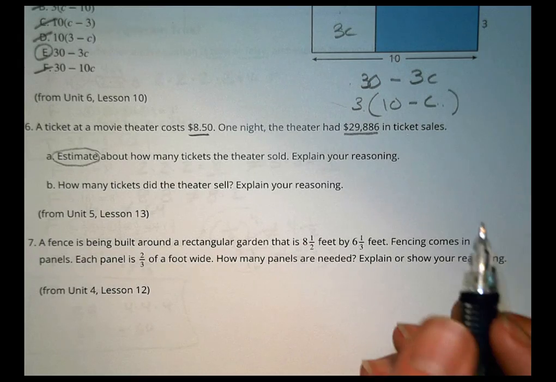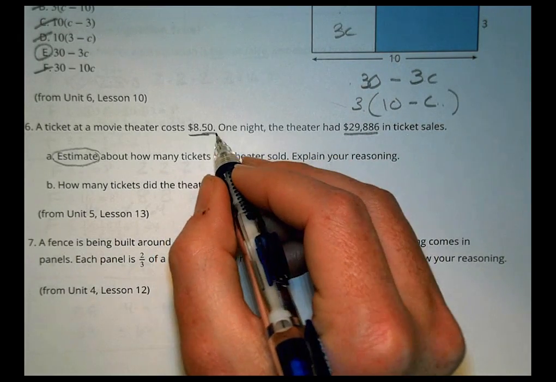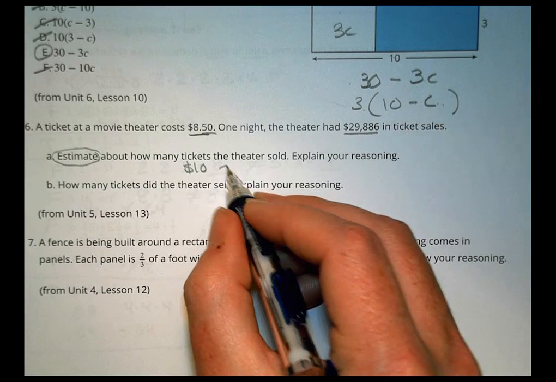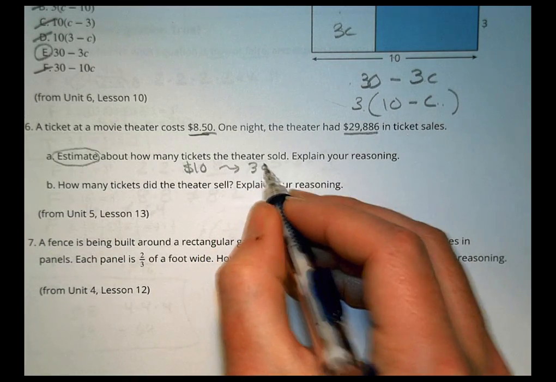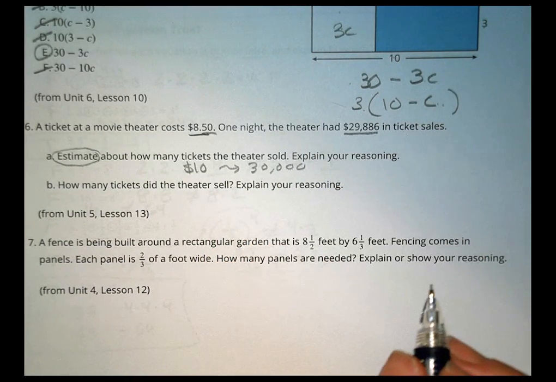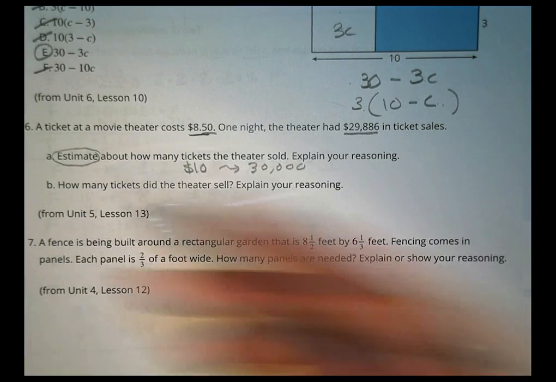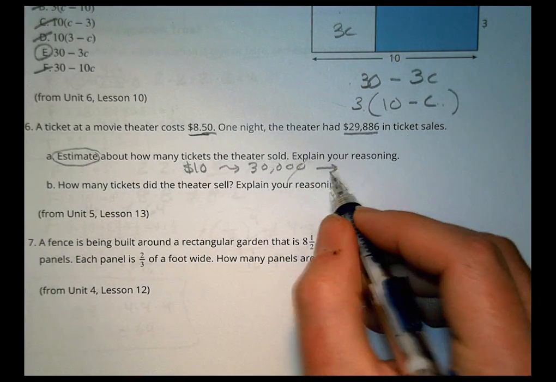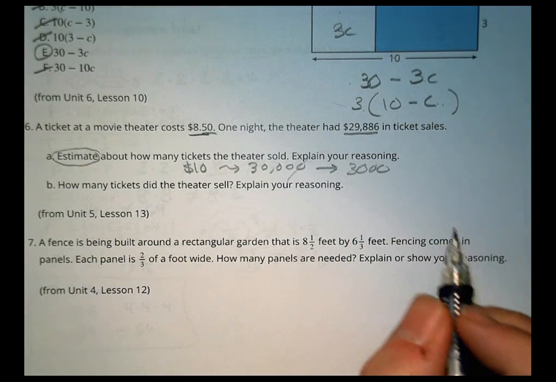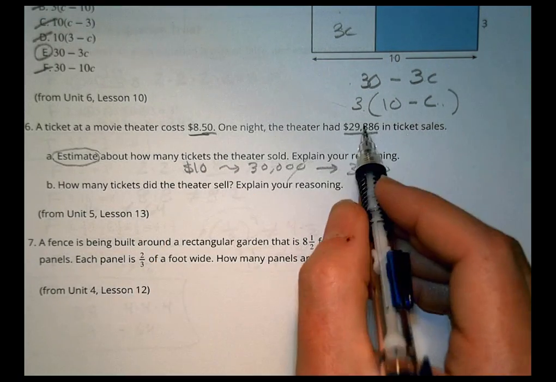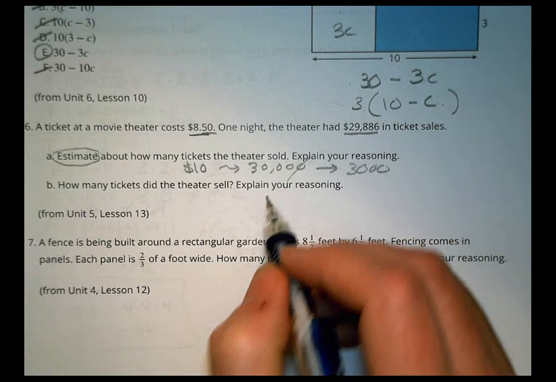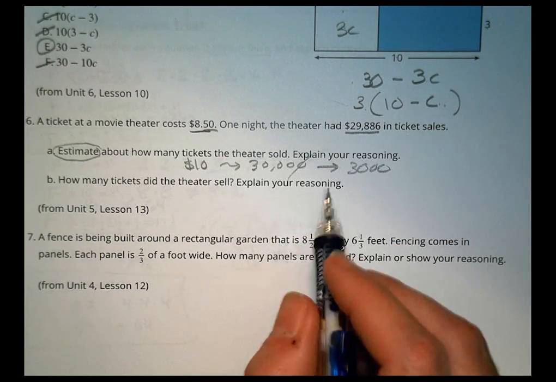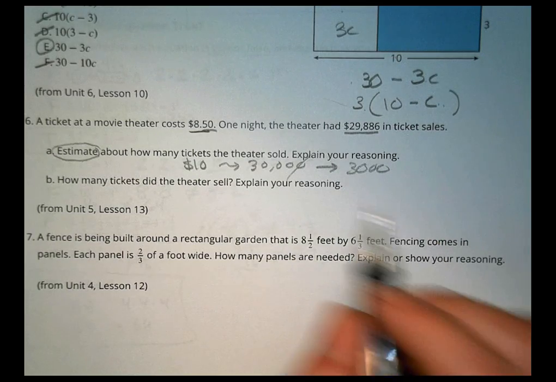Okay, let's estimate. Well, this is about $10 a ticket, and they sold about, let's round this up, about $30,000 worth of tickets. So, to estimate this out, again just rounding things around, we would divide this by 10, which would tell us that they sold about 3,000 tickets. If that's about a $10 ticket and you sell 30,000, that means each ticket costs, well, $10 times 3,000 gets you $30,000. So we'd estimate about 3,000.